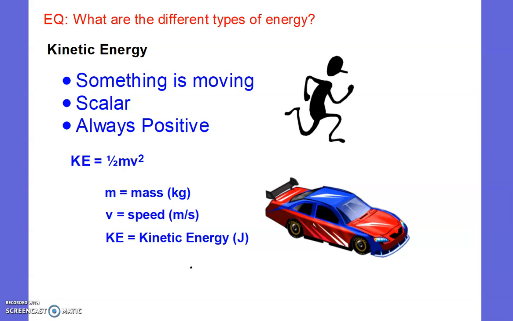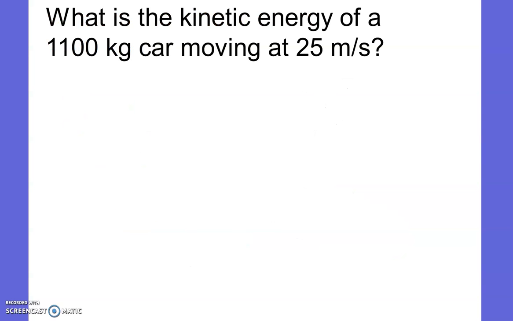What we want to do next is we're going to make a calculation based on a realistic situation. We want to know what is the kinetic energy of an 1,100 kilogram car moving at 25 meters per second. So 1,100 kilograms is roughly 2,500 pounds, a little over a ton. And if it's moving at 25 meters per second, that means it's moving a little over 50 miles per hour. So we're going to be on the highway here.